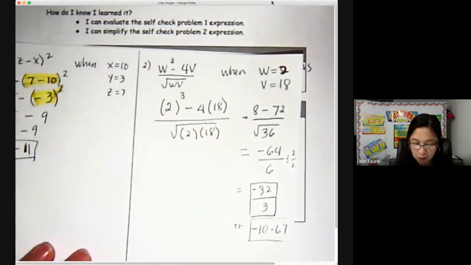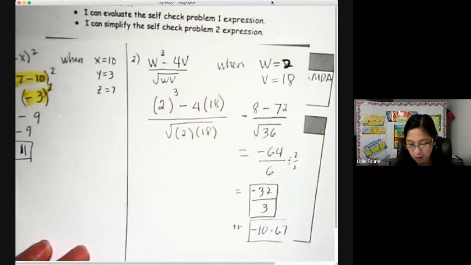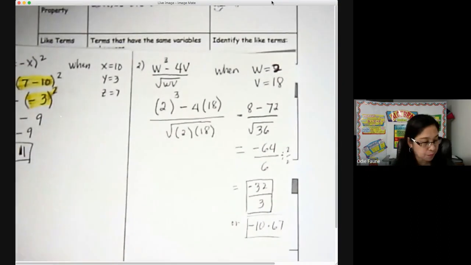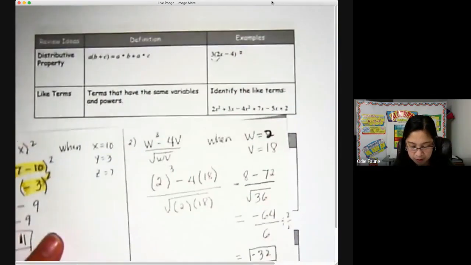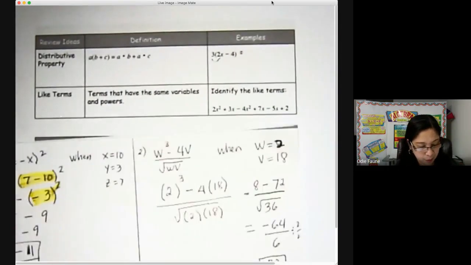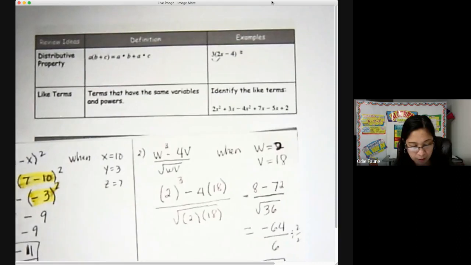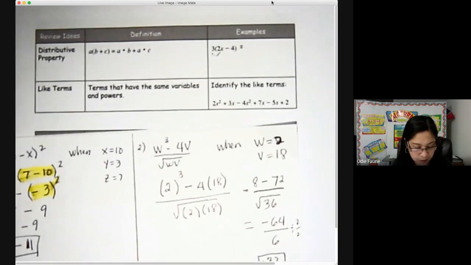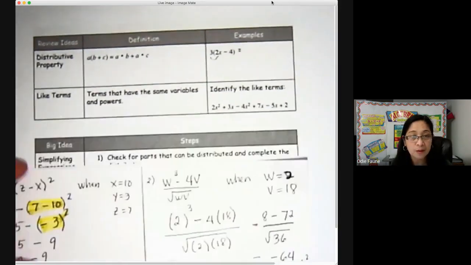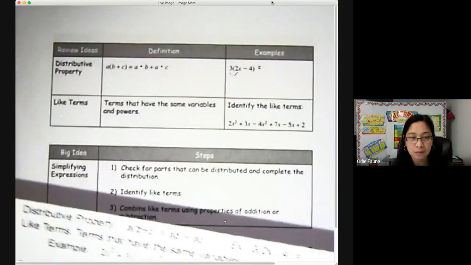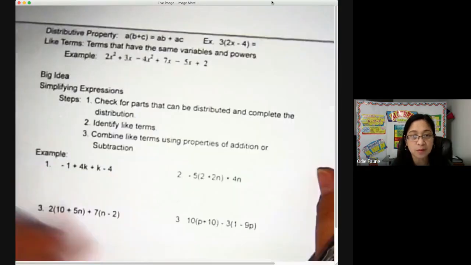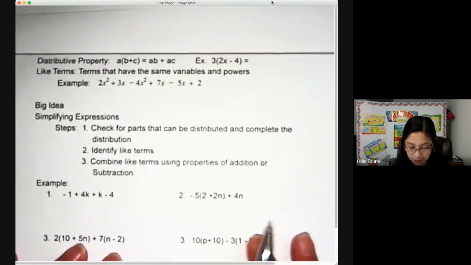So for our next concept, which is simplifying expressions. Let us review a little bit some concepts that you will come across as you do this. So, yeah, I hope you could see that. This one is bigger. Yeah.